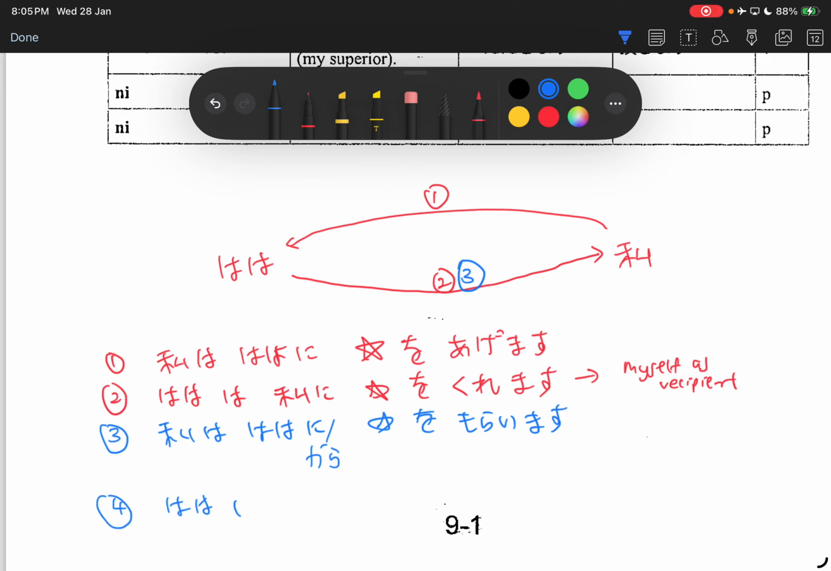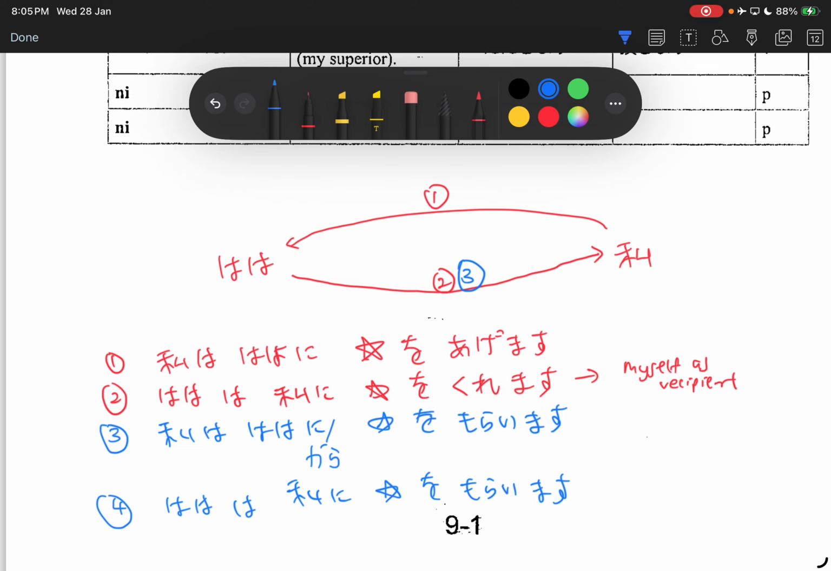Haha wa watashi ni star o moraimasu. Now I cover the center part. I don't see the watashi ni. You read the whole sentence without watashi ni: haha wa star o moraimasu. So haha wa moraimasu means mother receives. I just cover the middle part. Haha wa moraimasu, so mother receives.